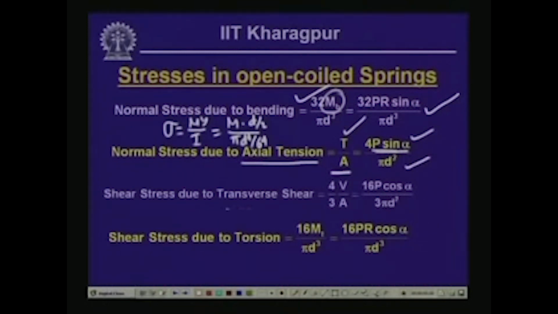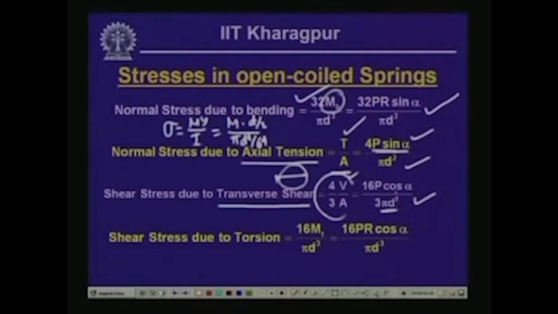Now, the shear stress due to transverse shear, as you have seen, the transverse shear is equal to V, which is P cos alpha, and the maximum shear which we get at the diameter of the circular section is equal to 4/3 V by A. If we write A as pi d square by 4, this gives rise to 16 P cos alpha by 3 pi d square.